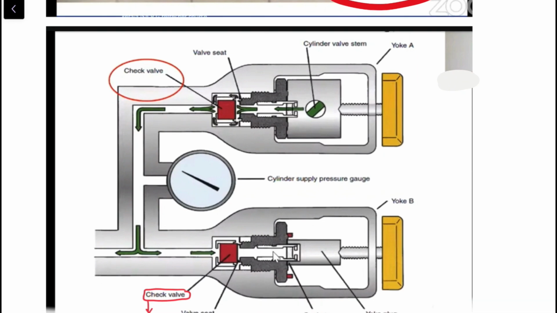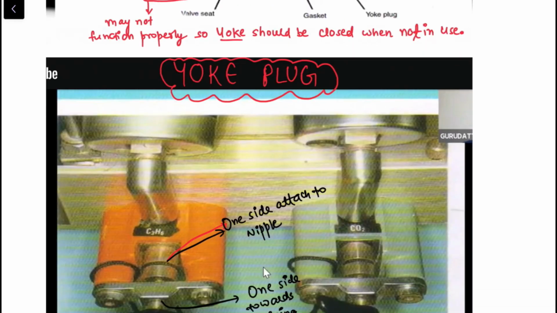This diagram is again showing you the same structure. There is a retaining screw. This is the pressure gauge. This is the valve seat, the cylinder valve stem, and this is a unidirectional check valve.